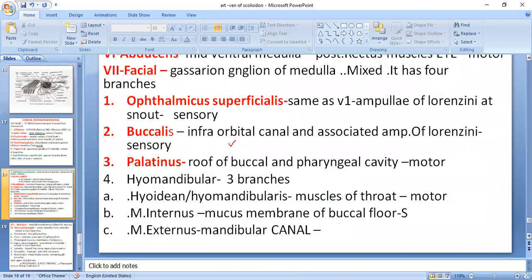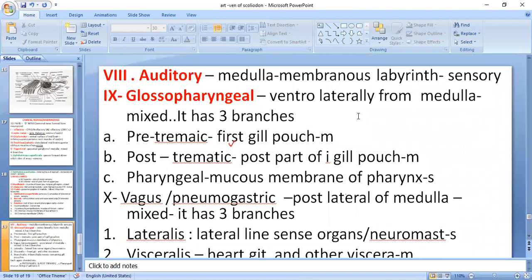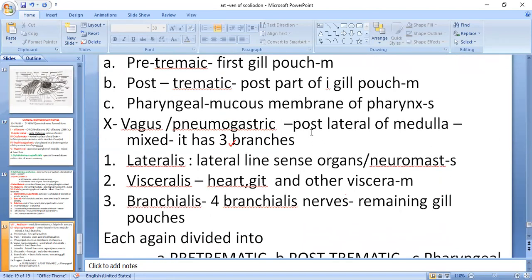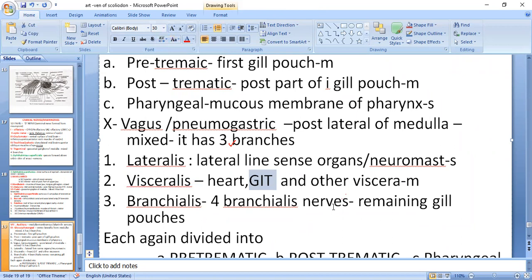And then the pharyngeal branch. The 10th one is produced from the posterior lateral part of the medulla oblongata. It is a mixed type. It has three branches: lateralis, visceralis. So visceralis goes from the heart to the gastrointestinal tract and other viscera.